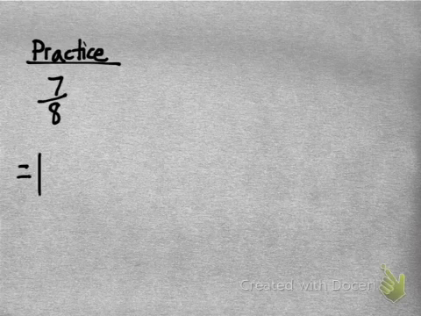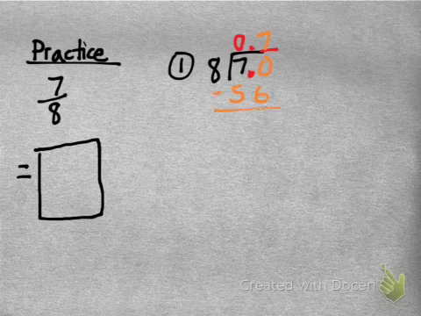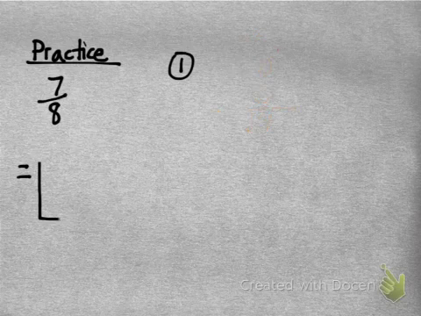Alright, so here's our practice that we have. We have 7/8. And I don't think we're going to use that. We're going to get rid of that there. And that is not correct. There we go. So 7 divided by 8.